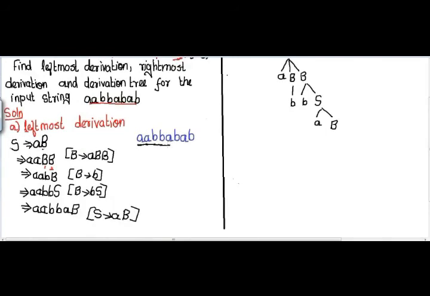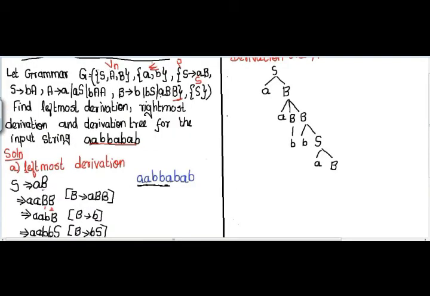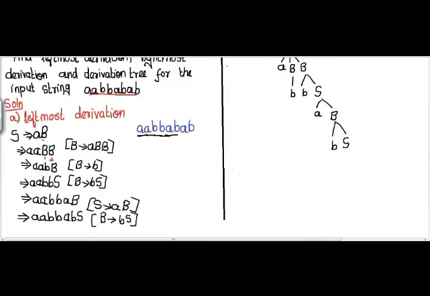Now I completed up to this a, and the next character I need is b. I'm checking the derivation, and the non-terminal here is B. I'll check the B productions. There are two that start with small b, but if I choose the first production, I cannot proceed further. That's why I'm going to choose B tends to bS. I'll substitute in the derivation as well as in the derivation tree.